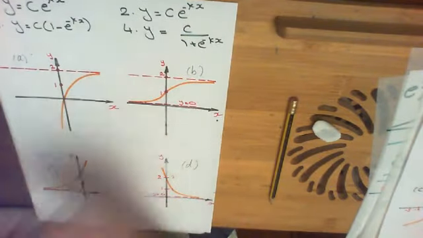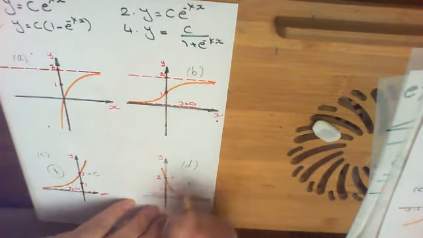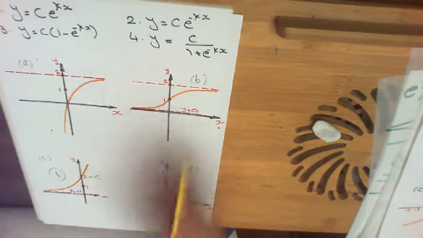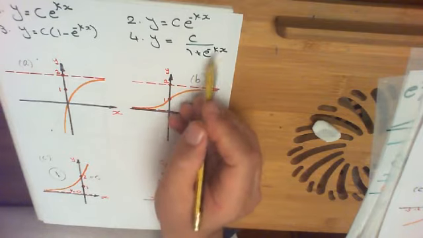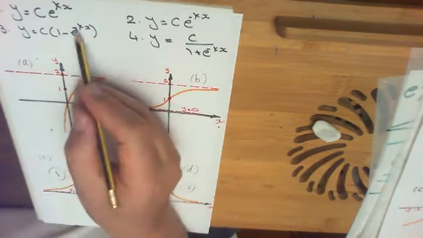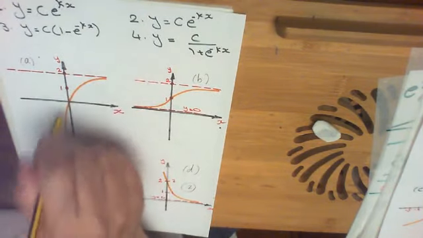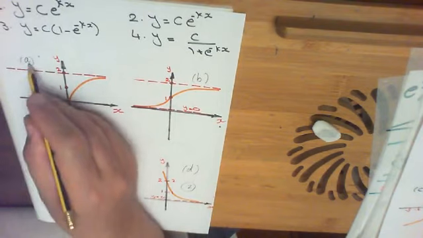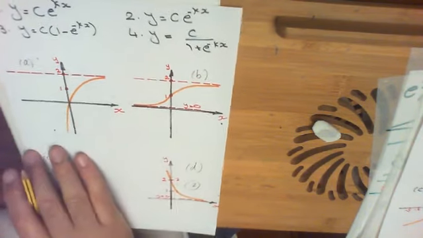We finished from 1 and 2. 2 is D and 1 is C. Now, if we set x is 0, e to 0 is 1, 1 plus 1 is 2. So it is c over 2. But when x is 0, e to 0 is 1, 1 minus 1 is 0. So 3 will match with A. But I want to check these negative values. Yes.